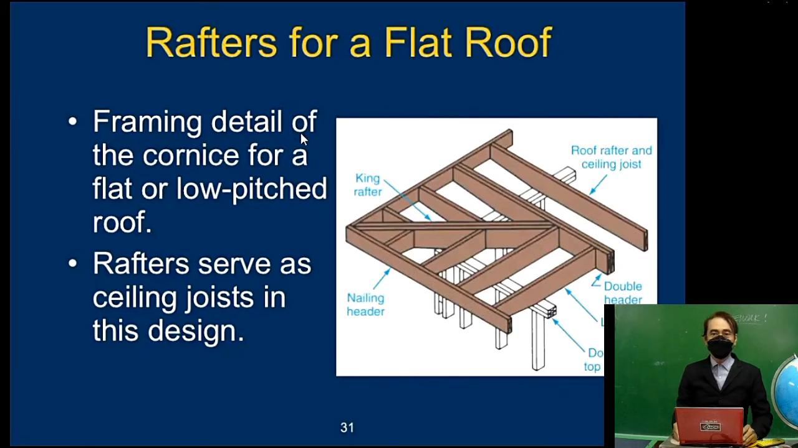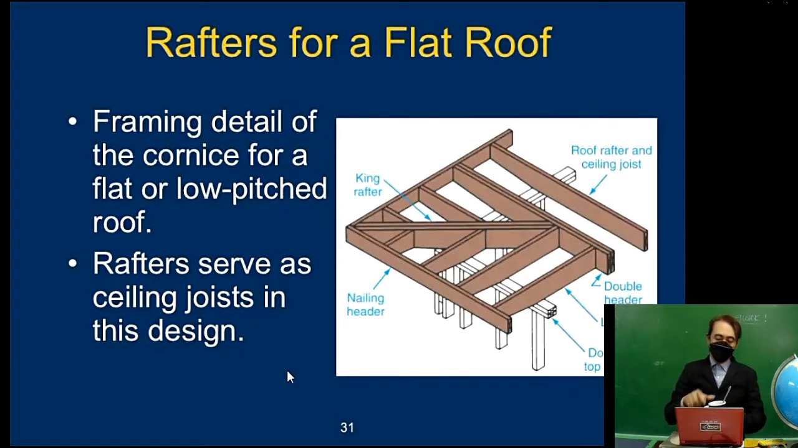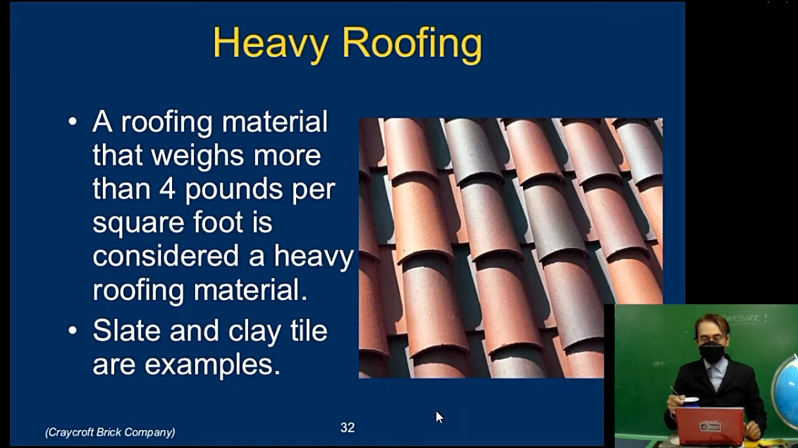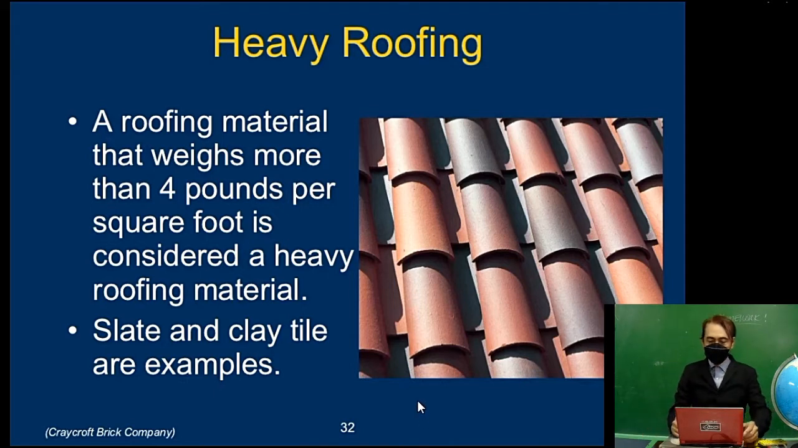Framing detail of the cornice for a flat or low pitch roof. Rafters serve as ceiling joists in this design. Now let's go to the heavy kind of roofing. A roofing material that weighs more than 4 pounds per square foot is considered a heavy roofing material. Slate and clay tile are examples of these.